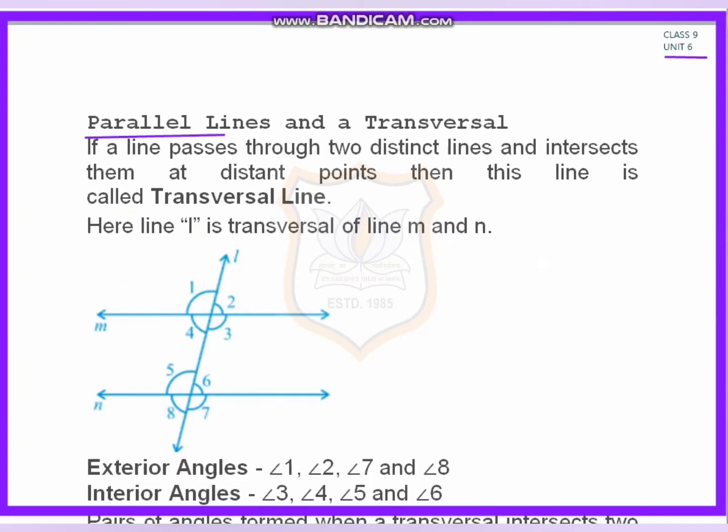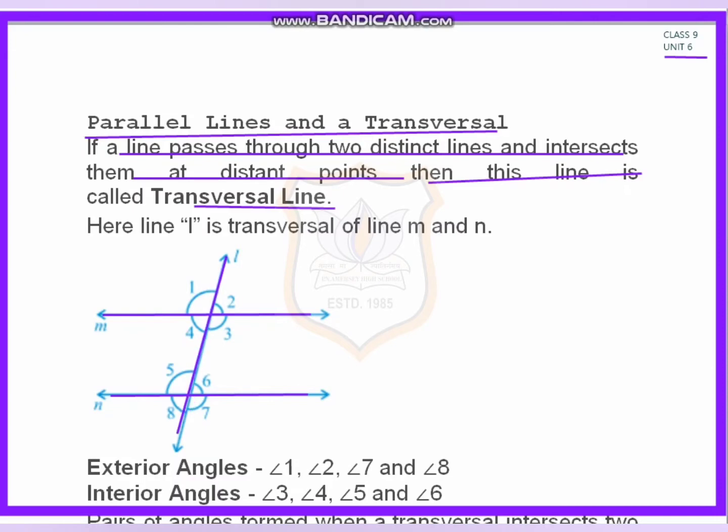Now, parallel lines and transversal lines together. A line which passes through two distinct lines and intersects them at distinct points is called a transversal line. First we draw two parallel lines: this is parallel line M, this is parallel line N, and one line is L. This line is called the transversal line. Why? It cuts the two parallel lines at two distinct points. That's why we call it a transversal line.